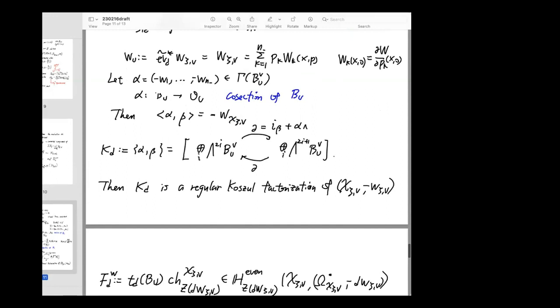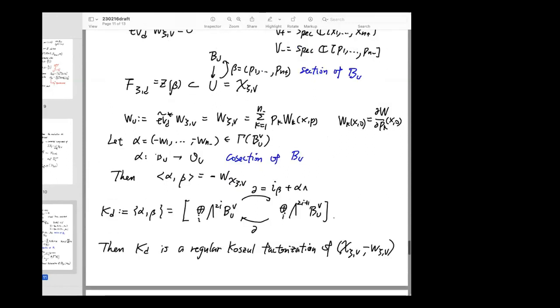And moreover, when the superpotential is 0, V is called narrow if this inertia stack component is compact, and in that case W is 0, the cosection will be 0, and we just get the Koszul complex. So we actually get the virtual structure sheaf in the definition of quantum K-theory.